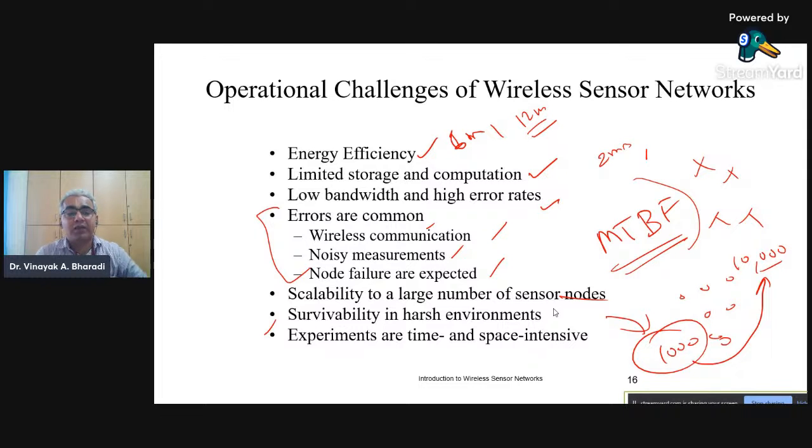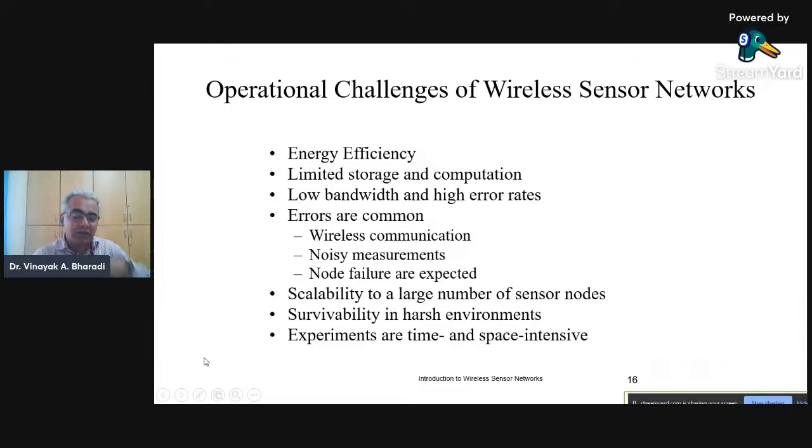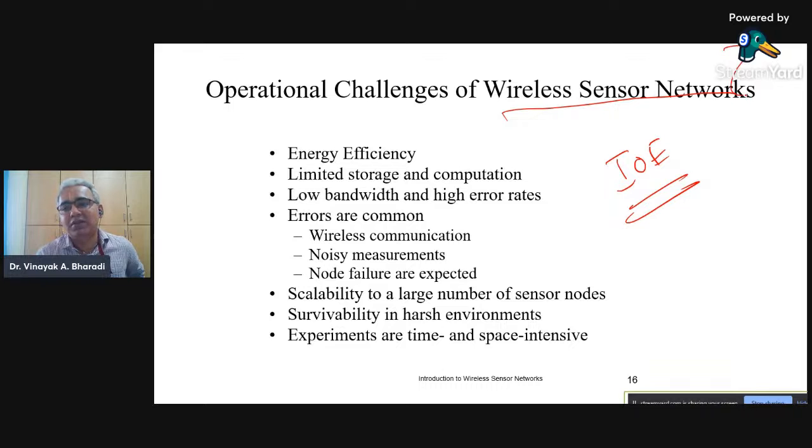And experiments are time and space intensive, because when you want to deal with and read data and deploy 10,000 sensors, it takes time, and again to run the program, check the error, then run the algorithm, all these things are time and space intensive. So these are all challenges of your IoE. We have seen this in wireless sensor networks, and the same applies for IoE.